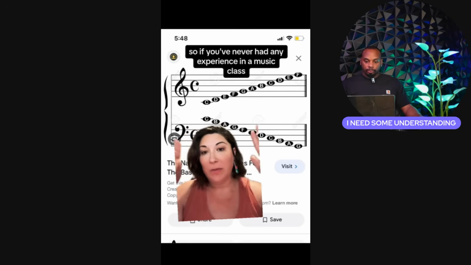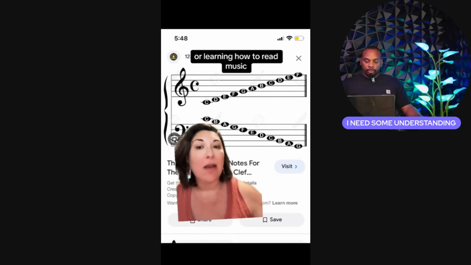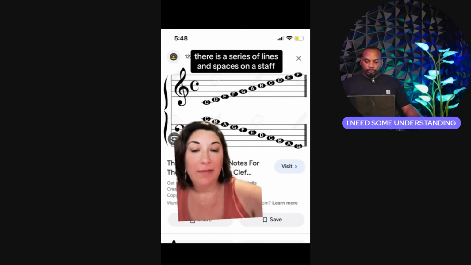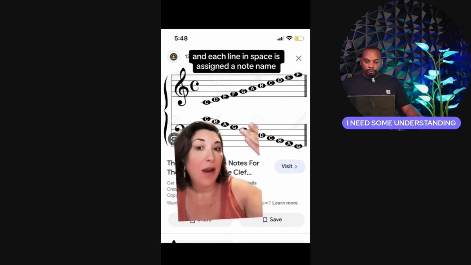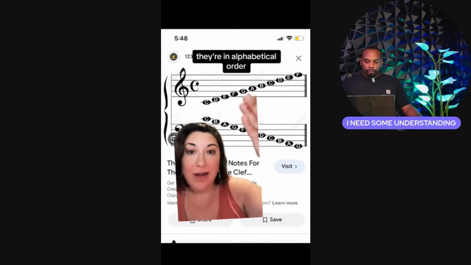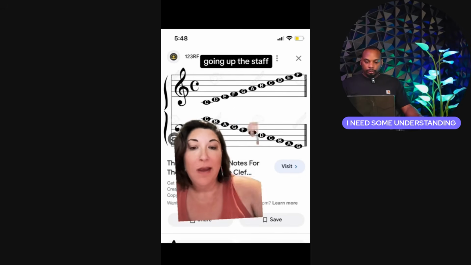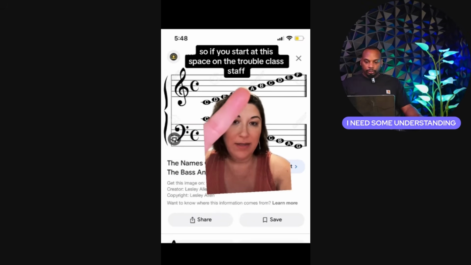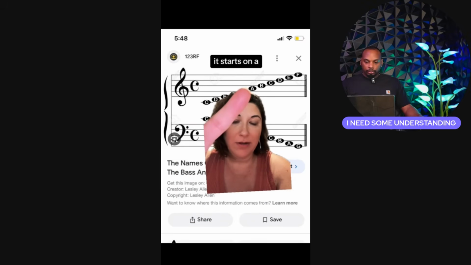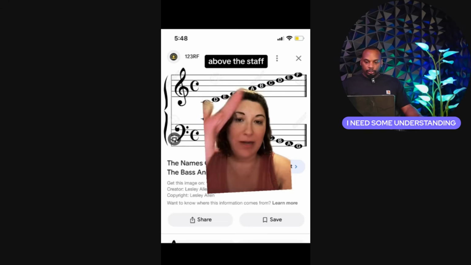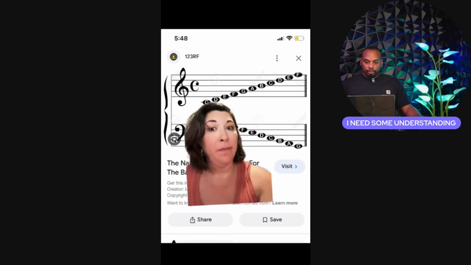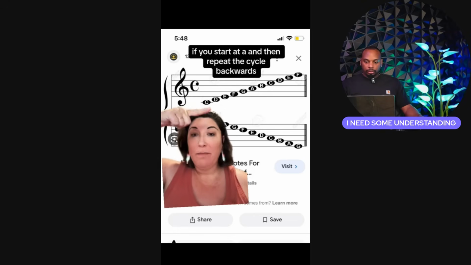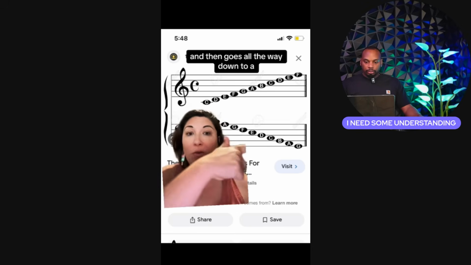So if you've never had any experience in a music class or learning how to read music, this is how it works. There is a series of lines and spaces on a staff, and each line and space is assigned a note name. And as you can see, they're in alphabetical order going up the staff in line space order. So if you start at this space on the treble clef staff, it starts on A and it goes up to G above the staff. It keeps going A, B, C, D, E, F, G. And as you can see on the bass clef staff, if you start at A and then repeat the cycle backwards, it starts at G and then goes all the way down to A.